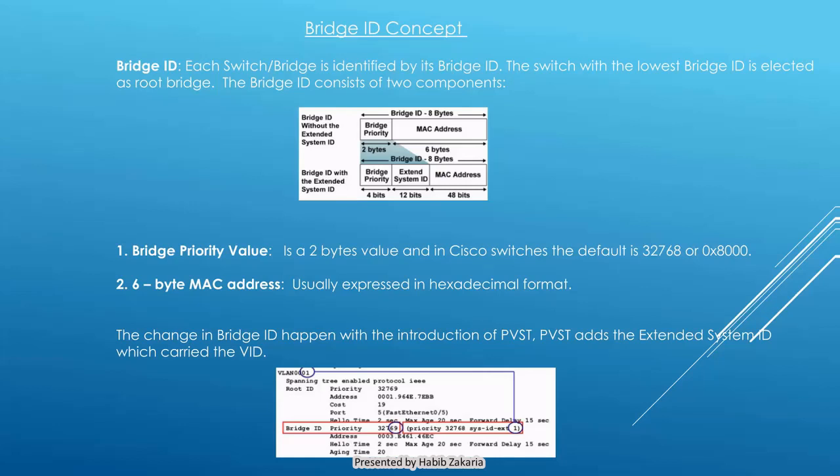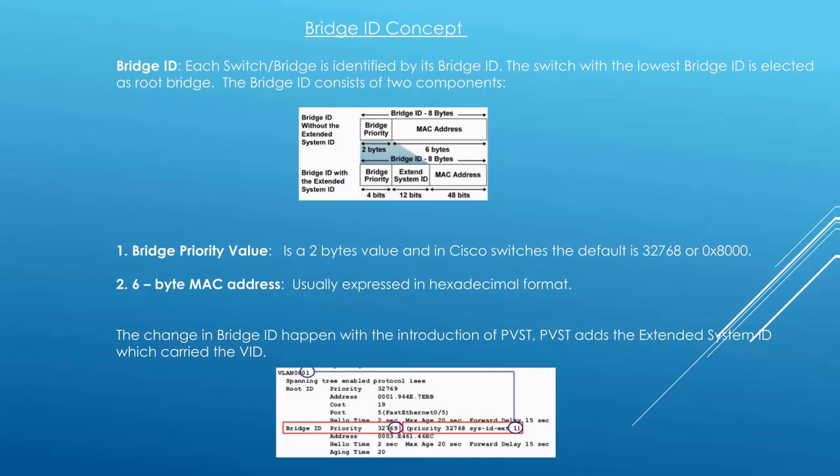When it comes to BridgeID, each switch in the network is identified by a BridgeID. The switch with the lowest BridgeID is elected as the root bridge. Now let's look at the BridgeID.